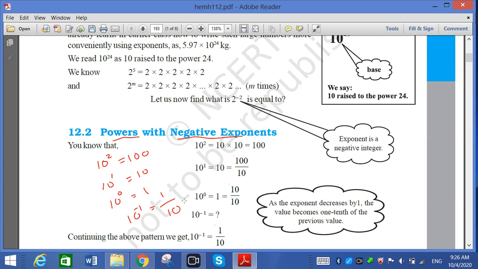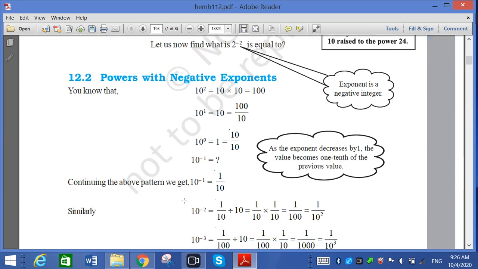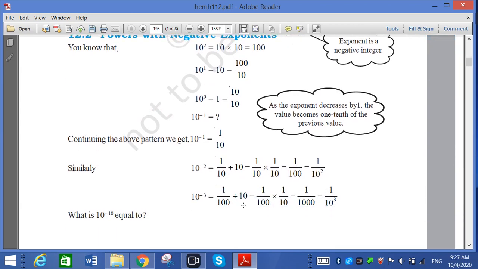This is a negative exponent. In the first chapter we discussed the multiplicative inverse, and here it is the same thing. What does multiplicative inverse mean? For 10 to the power minus 2, I have to write 1 upon 10 to the power 2. It is called a negative exponent. Here, minus 2 is the negative exponent, so we have to convert it to 1 upon 10 to the power 2.